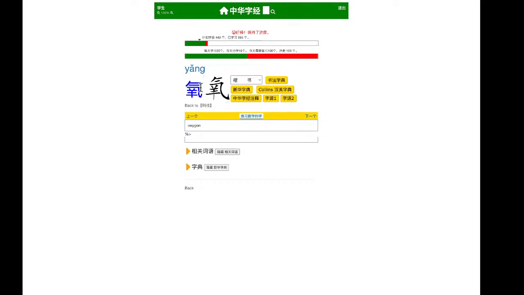氧, oxygen. So this word should also be very easy to remember. The top part is 气, referring to gas, any kind of gas, which is representing the sound. Okay.